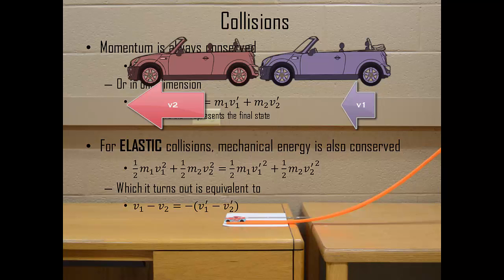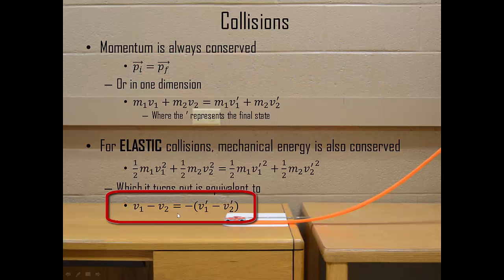And it turns out if we use this equation down below, the last equation, in conjunction with our momentum equation, so basically this one right here and this one right here, those two together are enough to solve any one-dimensional collision example that we're given. So let's go ahead and look at an example of a collision, and see how to actually make it work out.